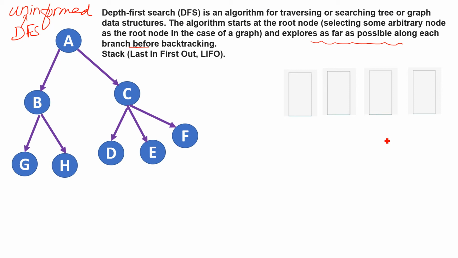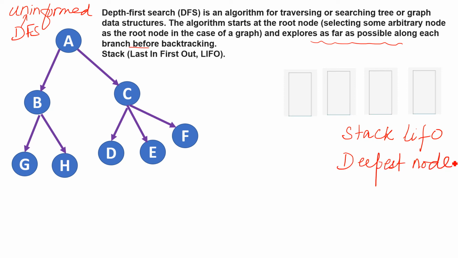Okay, so I will write down step by step what are the important points here, because these points can come in your MCQs as well. It follows stack. Stack means LIFO. LIFO is last in, first out, right? And then is the deepest node. What is the meaning of deepest node? And then is incomplete. Okay, I will explain all these terms.